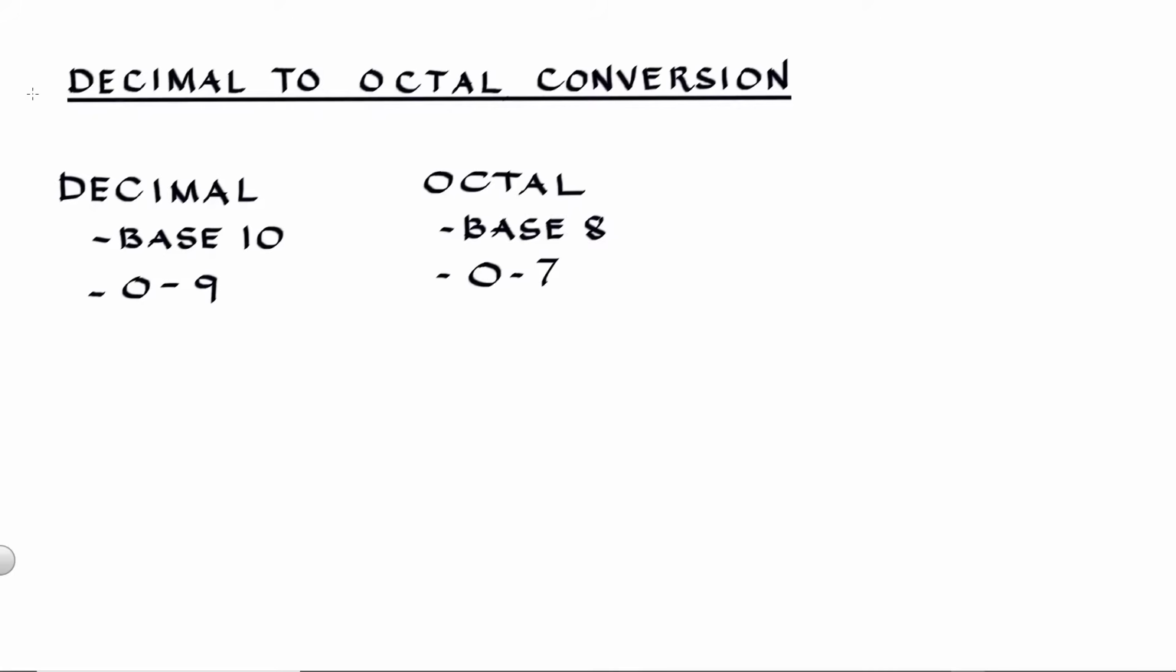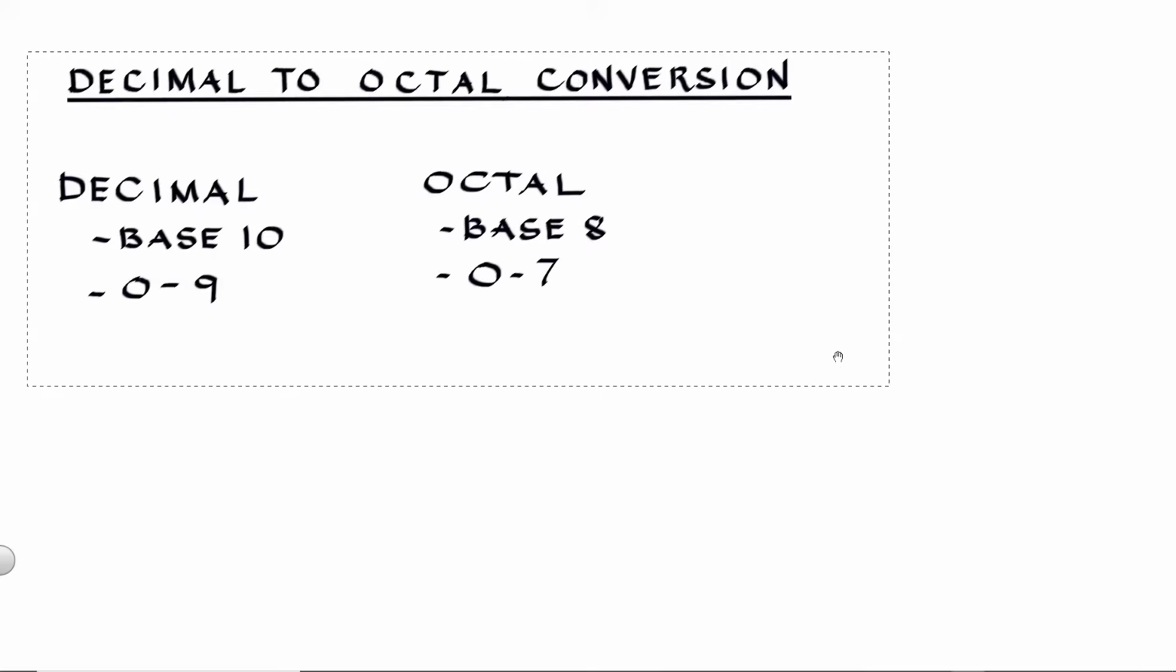A decimal number is a base 10 number system, which is composed of 10 digits from 0 to 9, while an octal number is a base 8 number system, which is composed of 8 digits from 0 to 7. Let's have a decimal number and convert it to octal. Let's say we have 346 decimal, and let's convert it to octal.